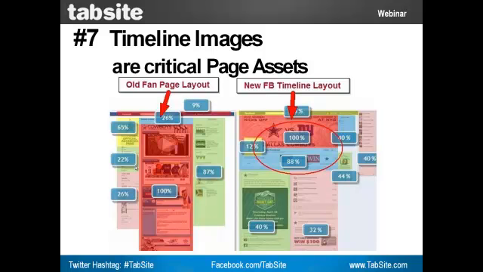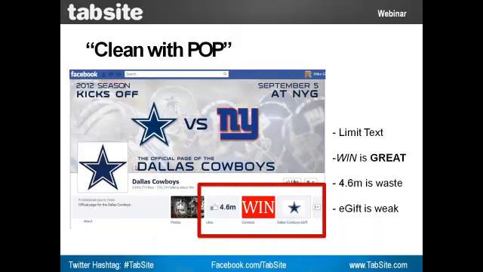But take a look at the right side now, and the cover image. 100% of the people that came to the Dallas Cowboys page in this eye tracking study saw the cover image. Number 2 on that list, right below it, at 88%, was the large custom tab images, those 111 by 74s. So your timeline cover image and your large tab images, which lead to your tabs, are critical assets that you need to pay attention to and take a look at on a regular basis. So let's dive into this a little further now.